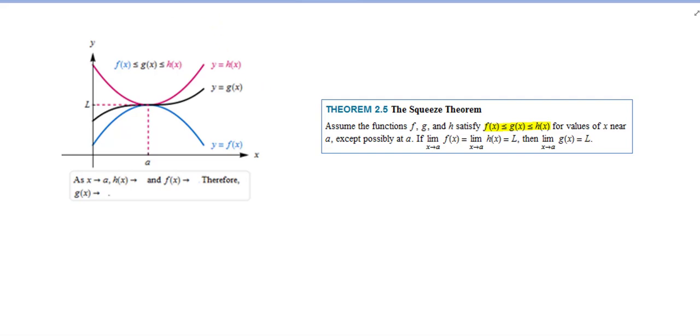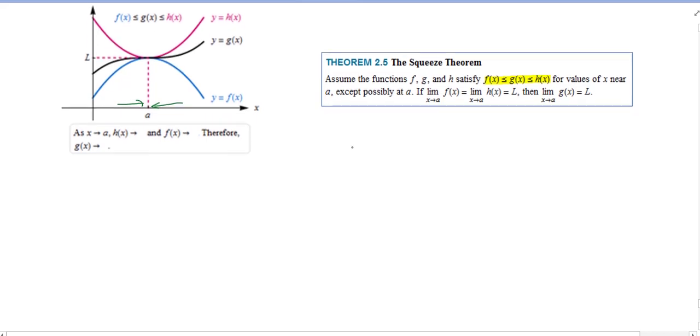So with the picture here, as x goes to a, the limit of the outside functions, the f and the h of x, is L. So as x goes to a, for h of x the limit is L, and for f of x the limit is L. Because g of x is in between them, the limit of g of x also has to be L. So that's what the squeeze theorem says.